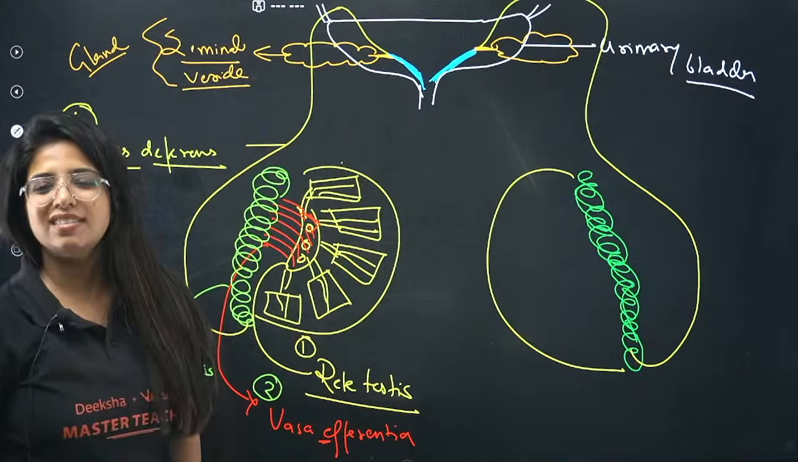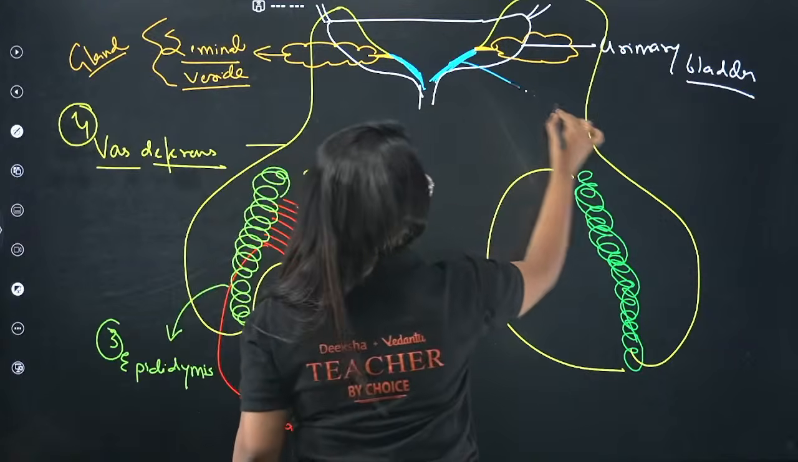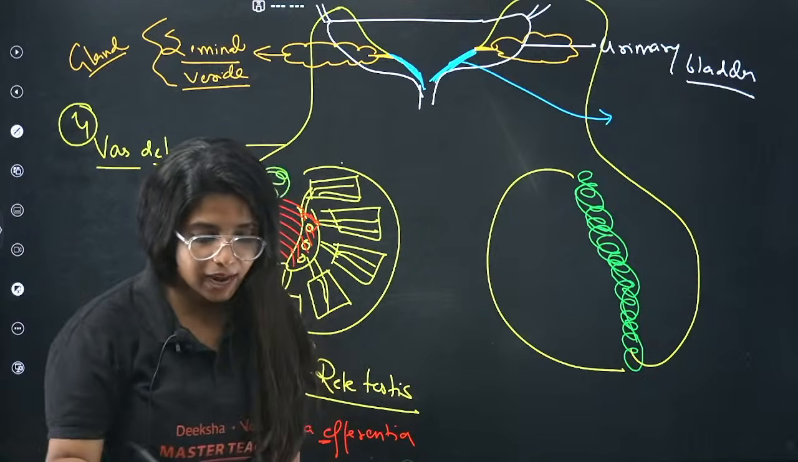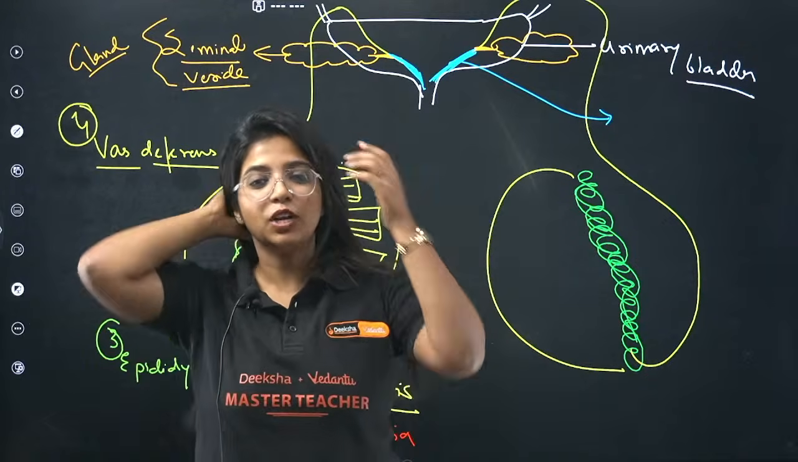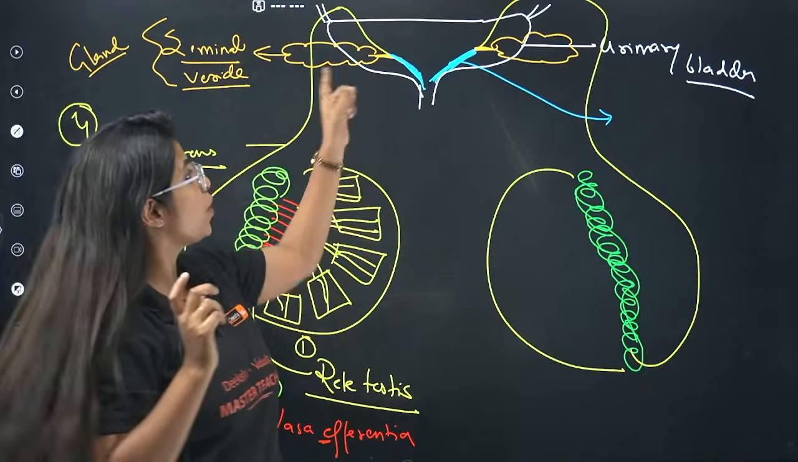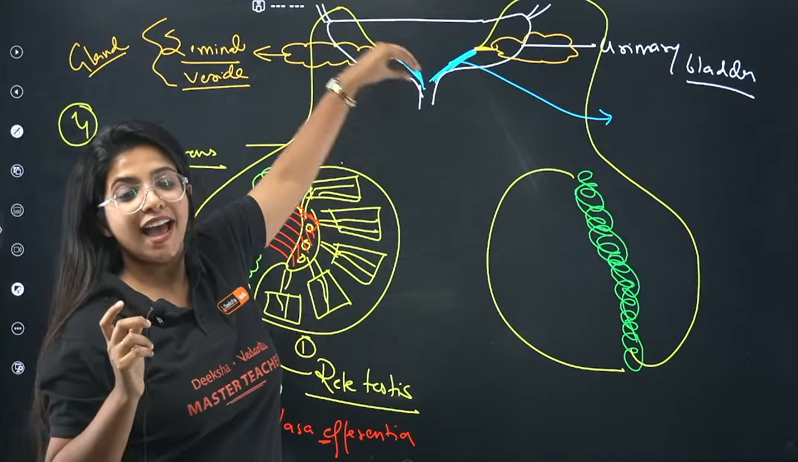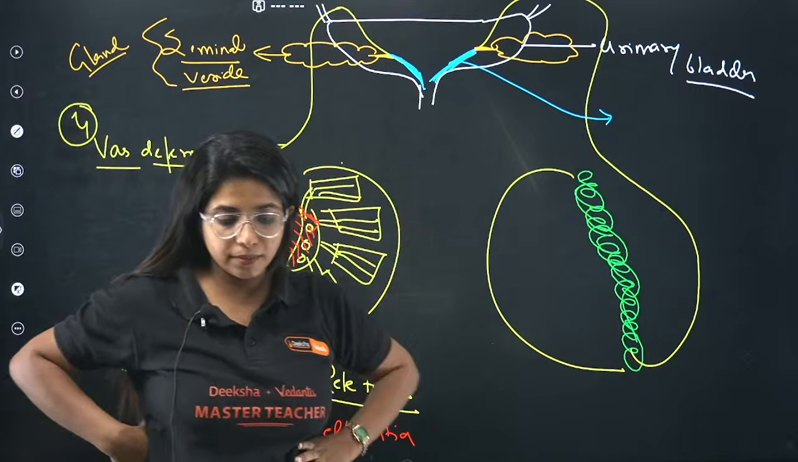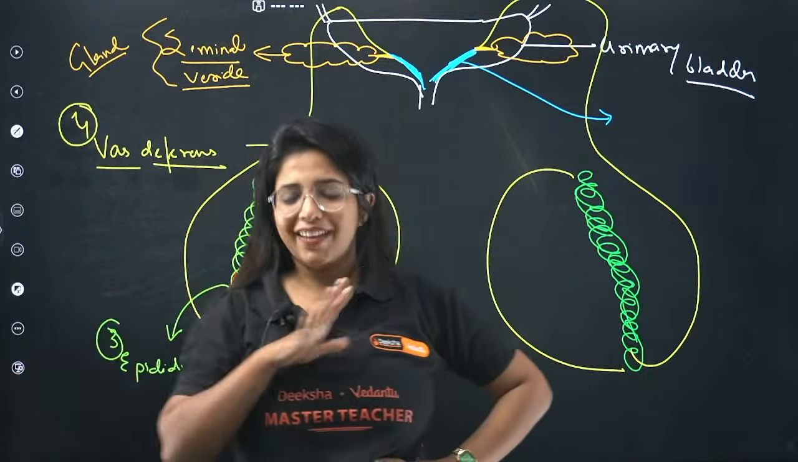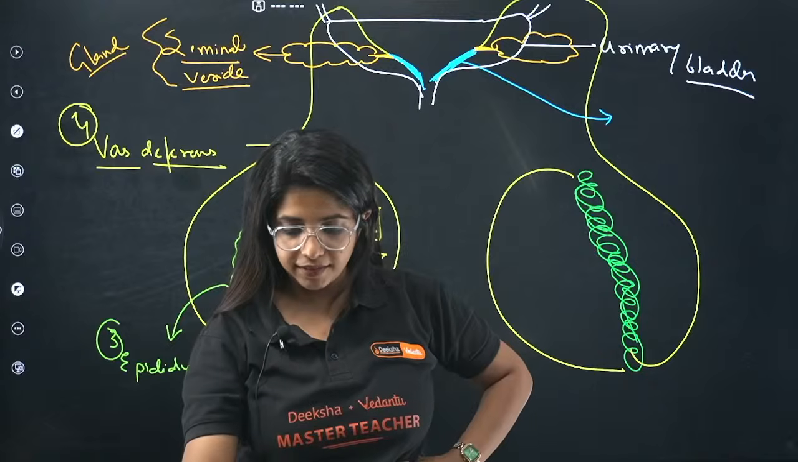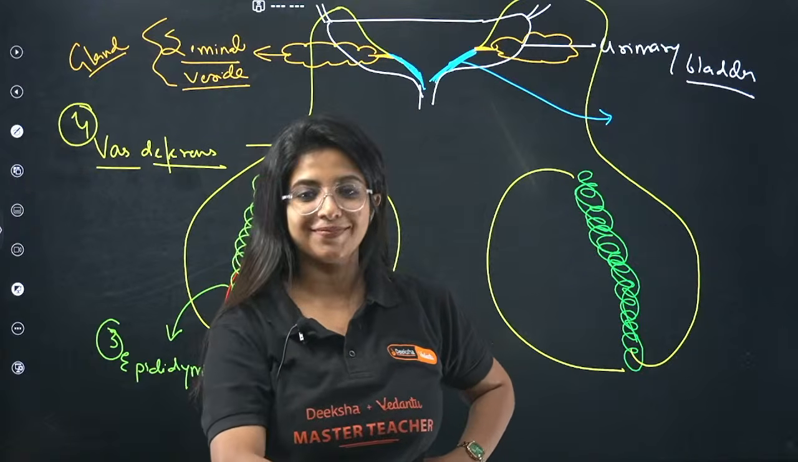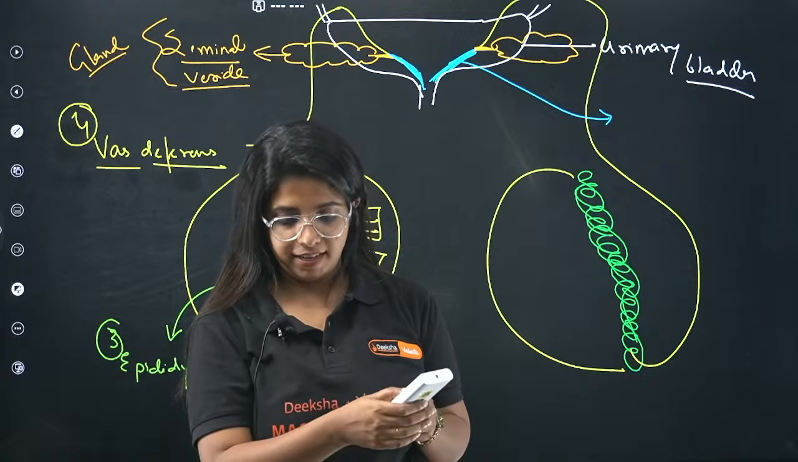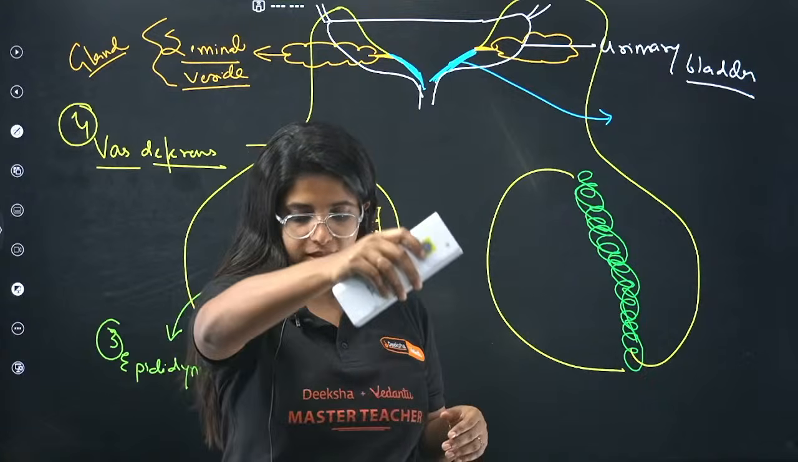What do you call this duct? Anyone knows the name of this duct? Ratan Kumari said seminal vesicle. Perfect. Anyone knows the name of the duct which is being formed with the fusion of the seminal vesicle and also the duct of the vas deferens? Any idea? Any crazy idea out there? If yes, let me know. Let me see who knows about this.